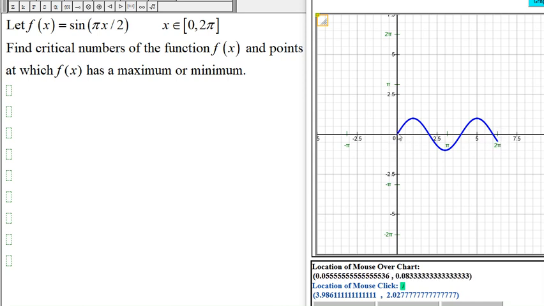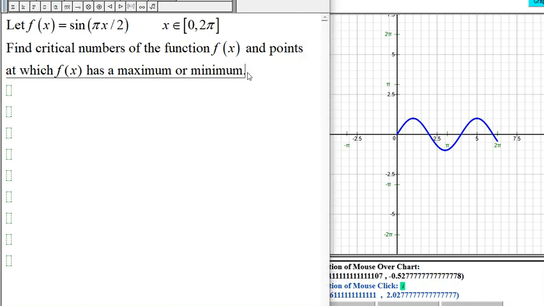So this is not a maximum, not a minimum. This one also not a maximum, not a minimum. So we're expecting to find three critical numbers, one here, and then one here. So first, let's find the derivative.